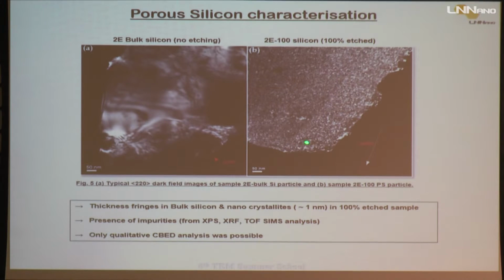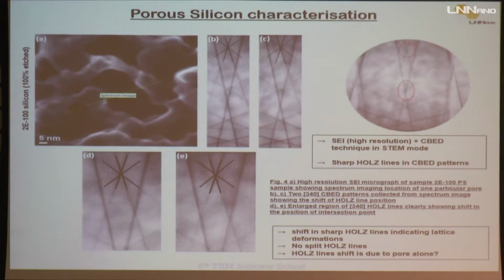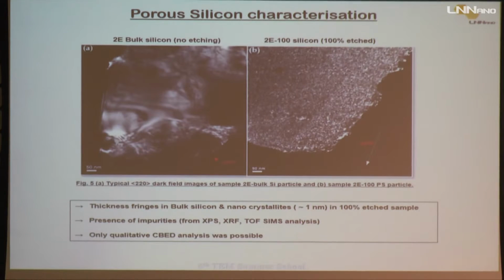And these are nanocrystallites, and from the previous image, we can see that the placement of these nanocrystallites inside these pores is causing a shift or lattice distortion in the crystal. But I can't quantify the shift of these HOLZ lines, because I don't know the quantity of these nanocrystallites. So I can't do any quantitative analysis here.